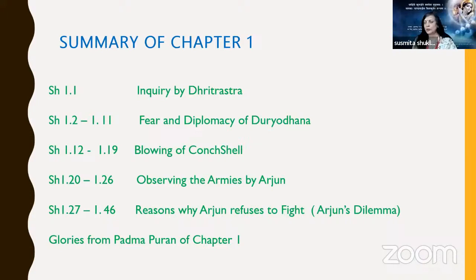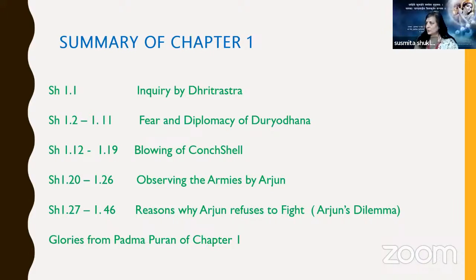Chapter 1 starts with Dhritarashtra asking Sanjay what is being done in the battlefield of Kurukshetra. Duryodhan goes and starts observing the army of Pandavas, and looking at the way it has been expertly arranged, he becomes fearful. He then goes to his teacher Dronacharya and talks about the various warriors on the Pandava side and also on the Kaurava side.